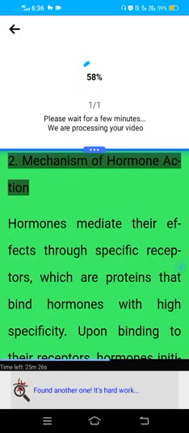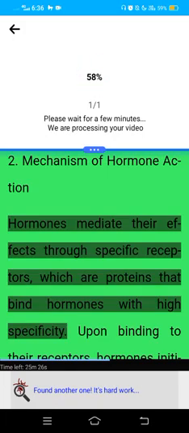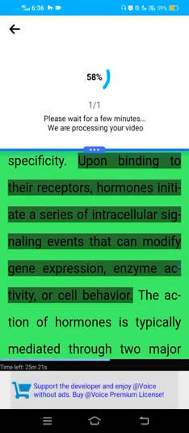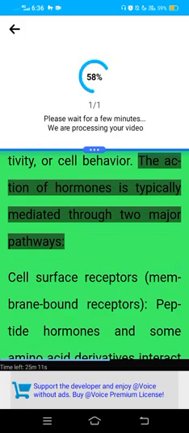2. Mechanism of hormone action. Hormones mediate their effects through specific receptors, which are proteins that bind hormones with high specificity. Upon binding to the receptors, hormones initiate a series of intracellular signaling events that can modify gene expression, enzyme activity, or cell behavior. The action of hormones is typically mediated through two major pathways.